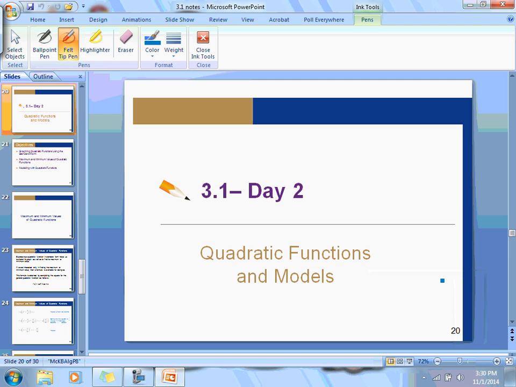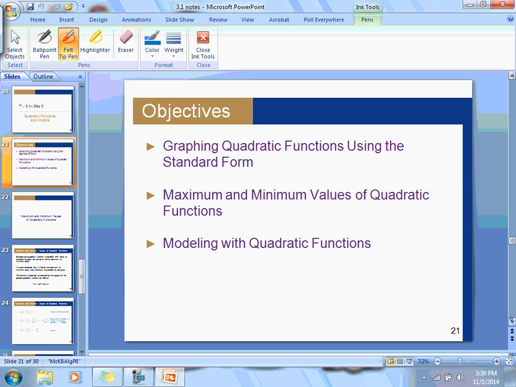These are the notes for section 3.1, day 2, entitled Quadratic Functions and Models. And today we're going to talk a little bit more about maximum and minimum values and how you can just find the maximum and the minimum without having to complete the square. And then we're going to apply that to a real world problem.